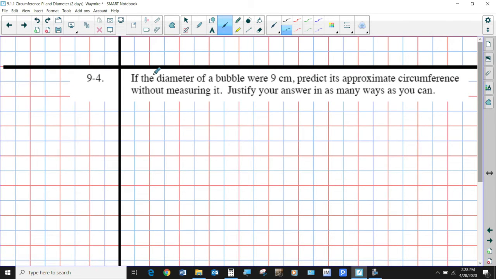So today, let's just start with this. If the diameter of a bubble were 9 centimeters, predict the approximate circumference. Okay, so what was our multiplier again? If we know that the diameter is 9, what's the circumference? Well, if we multiply this number times 3, we're going to say it's going to be approximately 27 centimeters.